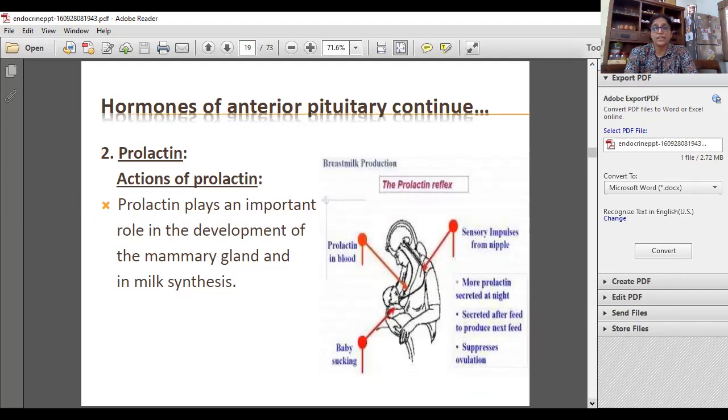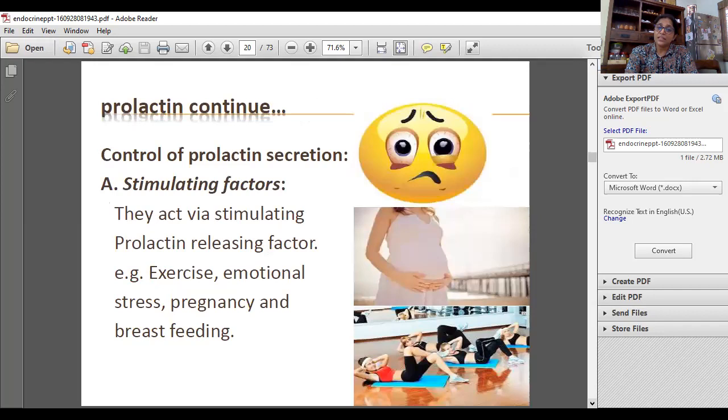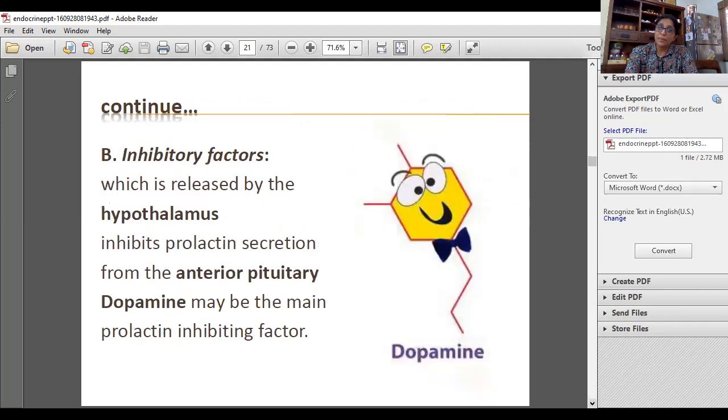The second hormone of the anterior pituitary is prolactin. As we know, it is very important for development of the mammary glands and the formation of milk. There are other factors which also stimulate the secretion of prolactin, for example exercise, emotions, pregnancy and breastfeeding. Now, there are certain inhibitory factors which suppress prolactin secretion. Dopamine is said to have a suppressive effect on this prolactin.